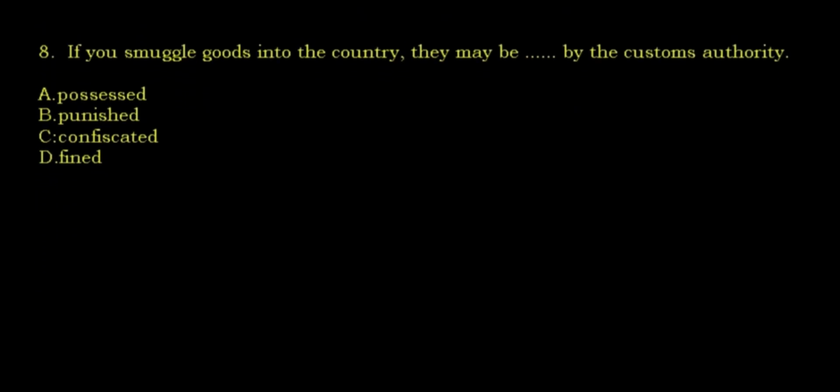Question number 8, if you smuggle goods into the city. Smuggle is to take something in that's not allowed, for example, drugs and those kind of things. So if you smuggle goods into the country, they may be dashed by the customs authorities. Over here, by, they are talking about the goods, the things that you are taking. They may be possessed by the customs authority. Possessed is to own something, so not really, they can't be owned.